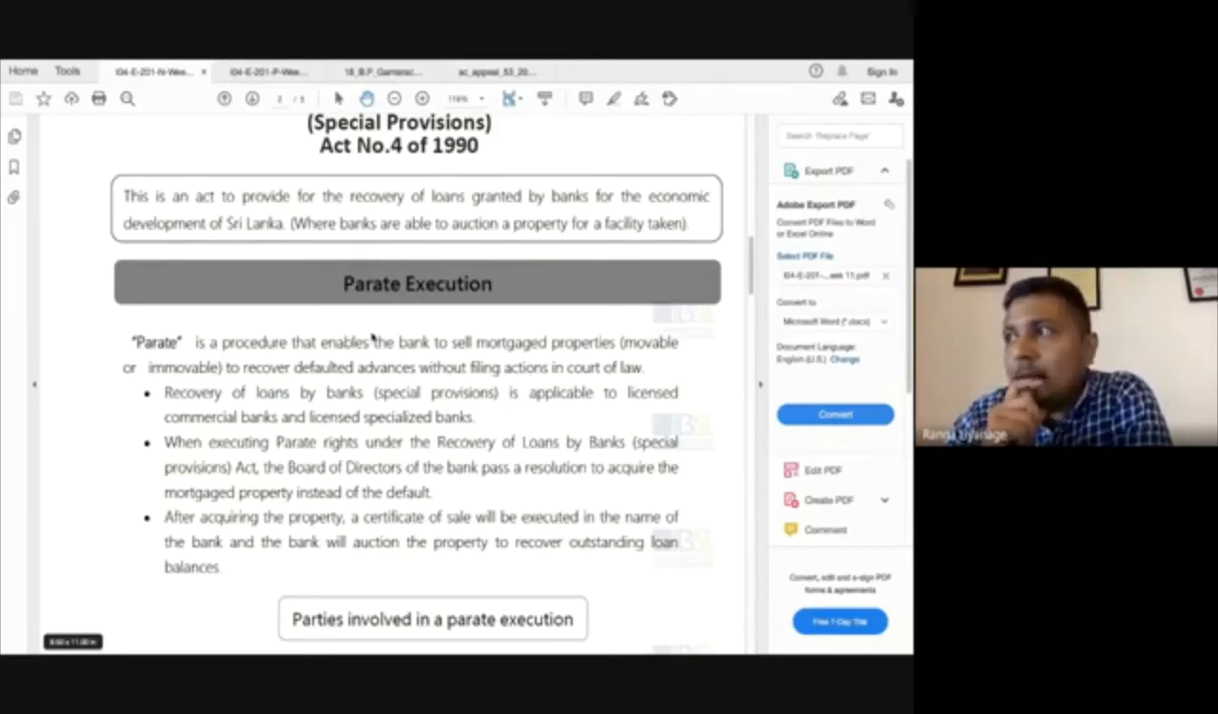But there is a rigorous procedure that they have to follow. So they don't go to courts. They send letters of demand and all, but nothing more. But there is a process. It's applicable to all licensed commercial banks and licensed specialized banks.